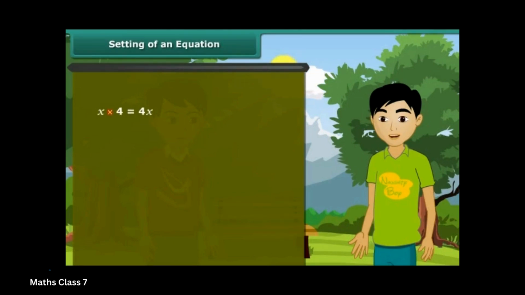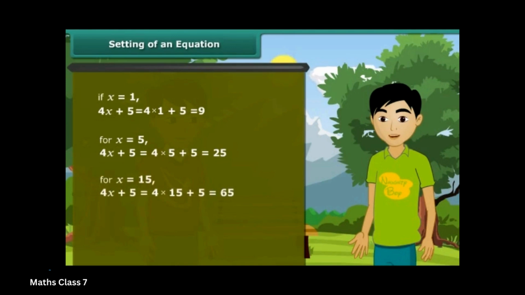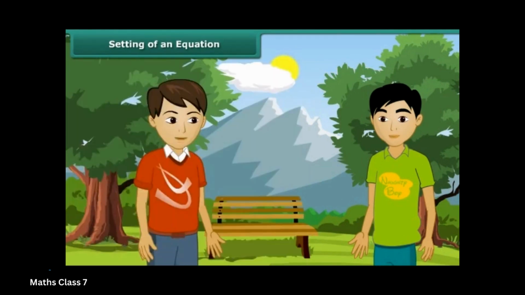I asked you to multiply the number by 4. You get 4x. Then add 5 to the product, which gave 4x plus 5. You get the result 65, which means 4x plus 5 is equal to 65. Now to find the number, I put different values of x. If x is 1, we get the answer as 9. If x is 5, we get the answer as 25. Similarly, for x equal to 15, we get the answer 65. This is so simple.